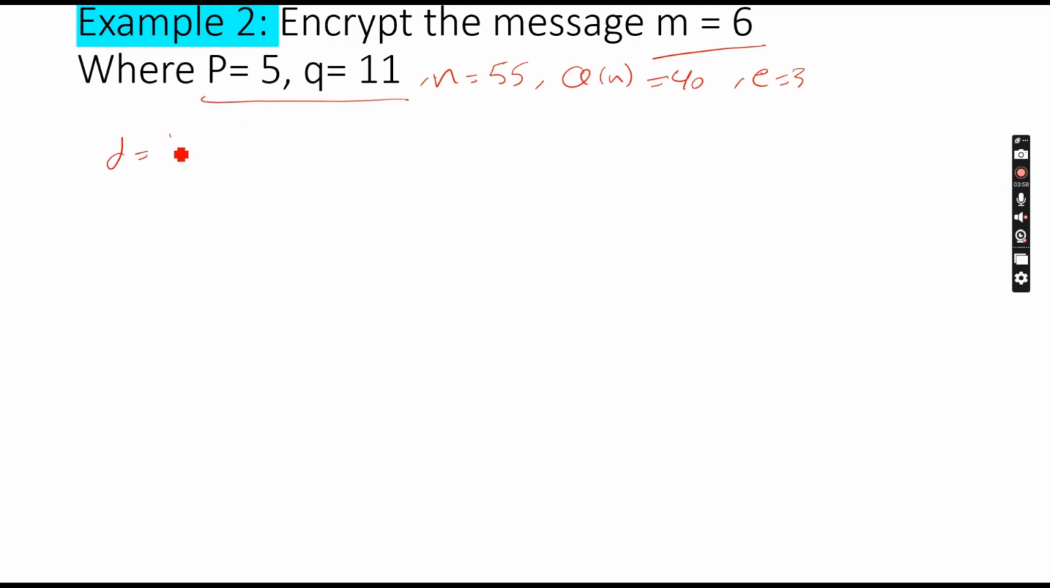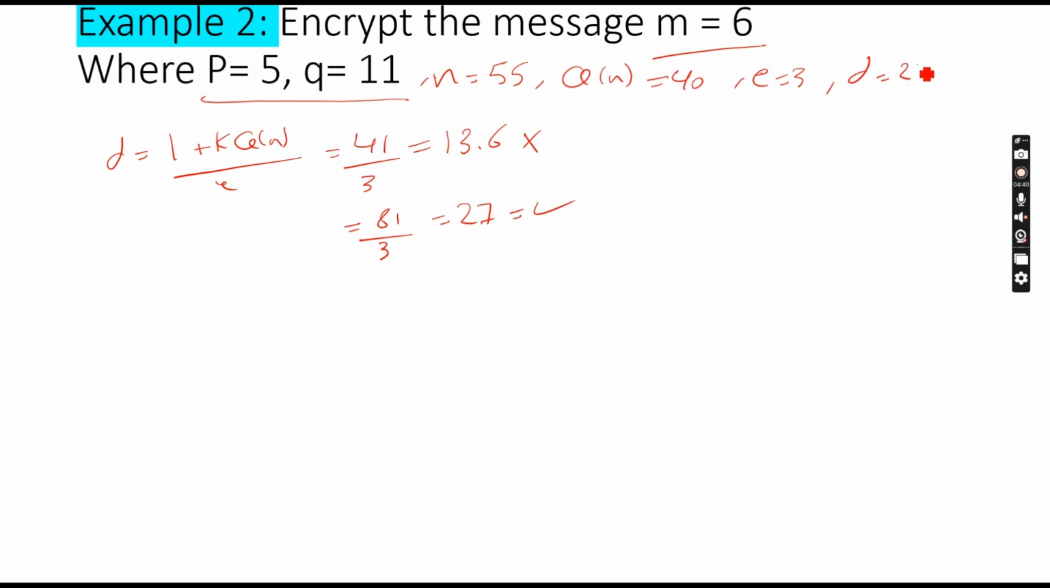D equals (1 plus K multiplied by theta of N) over E. If K equals 1, it will be 40 plus 1, 41 over E, which is 3, and this is around 13.6, which is wrong. Now what if K equals 2? It will be 81 over 3, which is 27, which is correct. So D equals 27. Now let's delete those and start doing our equation.